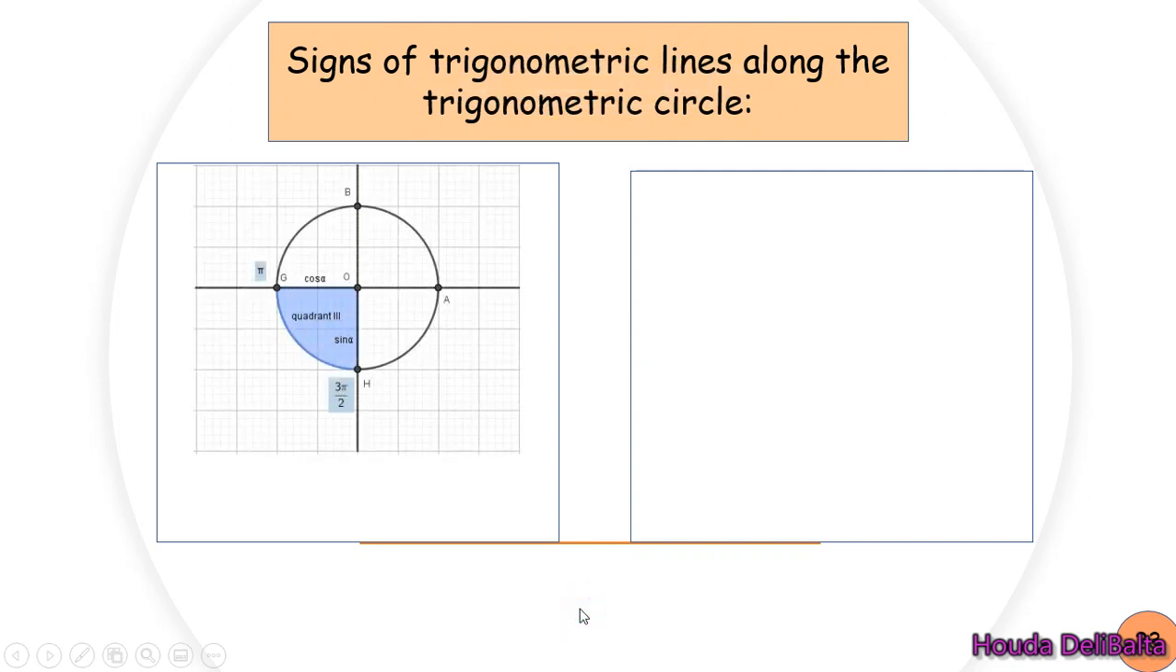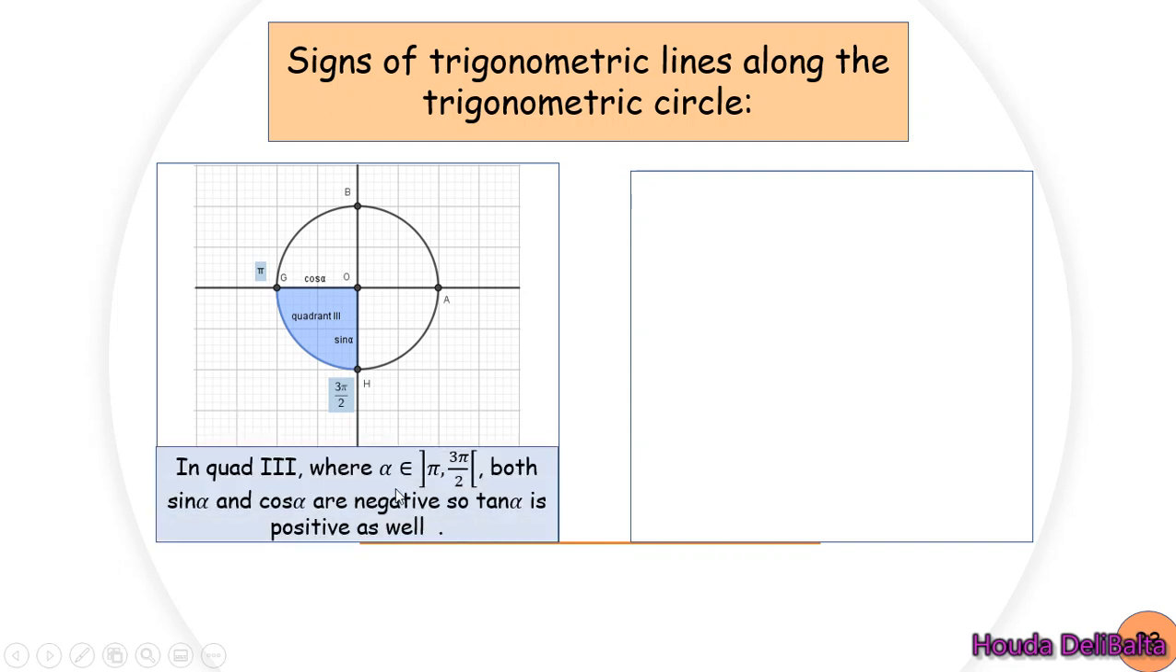Now let's talk about quadrant 3. Note that in quadrant 3, sine alpha is going downwards, so it is going in the negative direction, and cosine alpha is also going to the left, so in the negative direction. So when alpha belongs to quadrant 3, which is in the interval pi, 3 pi over 2, both sine and cosine are negative. So tangent alpha will be positive because it is the result of dividing a negative by a negative, which will be positive, as well as cotangent alpha.